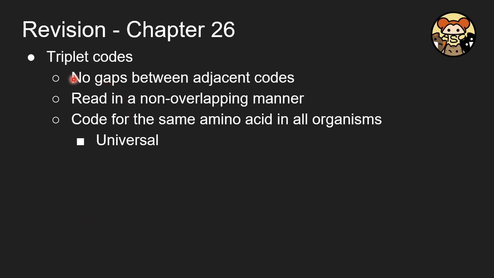When reading the triplet code, there is no gap in between, and we are reading it in a non-overlapping manner. And the code of the same amino acids is universal for all organisms. That's why the term universal is also applied here. This is a characteristic and a feature of the genetic code.